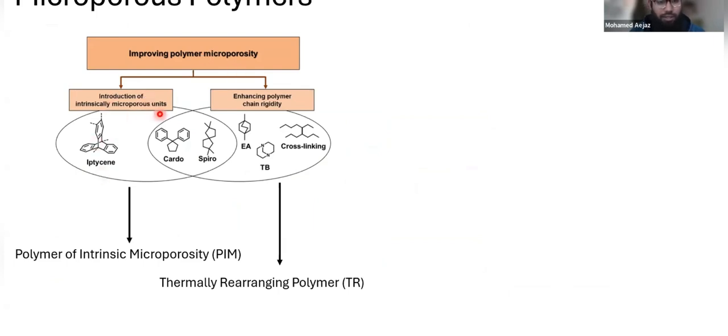One, you could have these fancy looking benzene structures that are really rigid. Because they have this really contorted structure, they pack in a way that's very inefficient, and that leaves free volume. And then you could use this for gas separation. Or you could have a polymer that is moderately rigid, but then you could enhance its rigidity by thermally rearranging them. So there are two approaches. And how do they look?